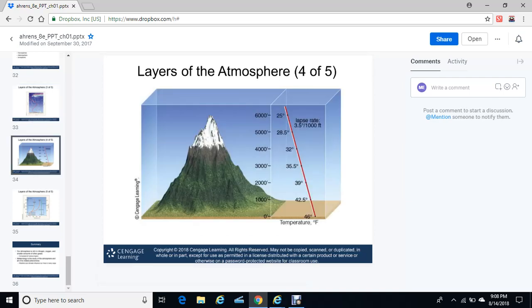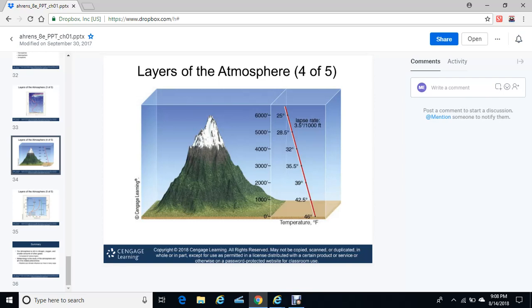Here are the layers of the atmosphere, and this is the lapse rate. Now, the lapse rate, generally temperatures will drop at a rate of 3.5 degrees Fahrenheit for every 1,000 foot climb or 1,000 foot rise above the ground. So you notice for every 1,000 feet, these numbers here, 1,000, 2,000, 3,000, that's in feet. And then on the right you have how the temperature is changing for every 1,000 feet. And you notice a drop of 3.5 degrees Fahrenheit for every 1,000 feet.